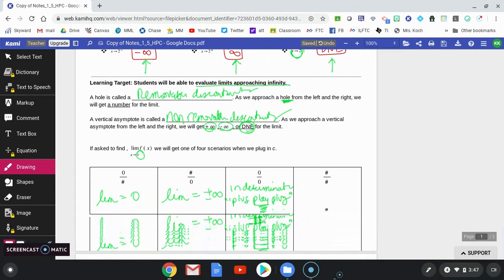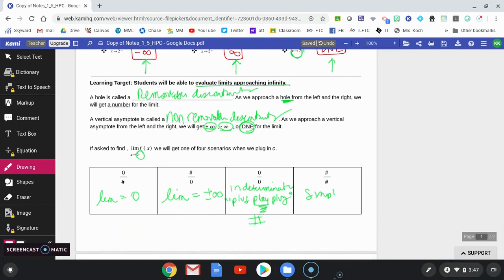If I just get a number over a number, this is my very favorite kind of limit, because that's the quick kind that we had on some of the quiz where we just plugged in, we got a number over a number, we simplified that number, and we said that number was the answer. Okay, so these are the 4 options that we're about to see.